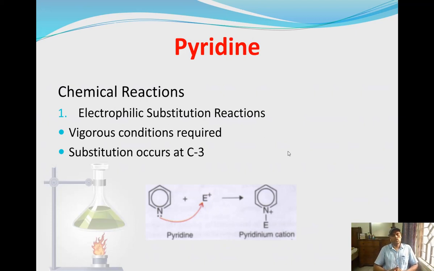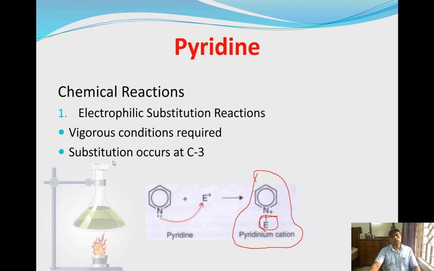The first one is the electrophilic substitution reaction. It is not going to give the electrophilic substitution reaction easily, and if you try to carry out the reaction with electrophiles, this is the product you get. This is not the substitution reaction. The electrophile is going to attack at nitrogen. If it were a substitution reaction, it is supposed to be on one of these carbons, right? It has to replace the hydrogen, but that is not going to happen here.